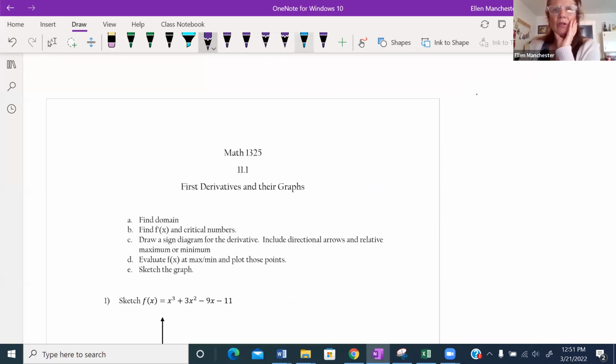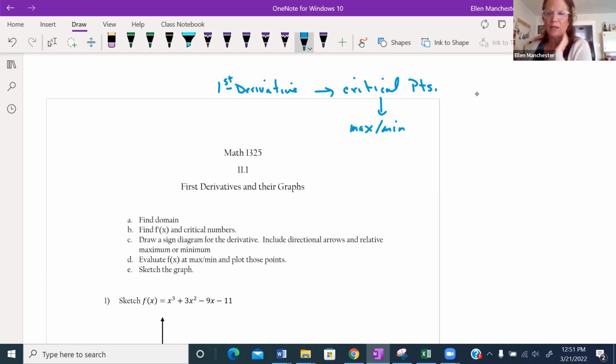So remember your terminology. First derivative means you are looking for your critical points, and those critical points are going to give us the max or the min. Okay, that's what you want to put together: the critical points are going to give us the maximum or the minimum. This is a little bit different than what you've been doing, because really the only derivative rule that we're going to use is our power rule.